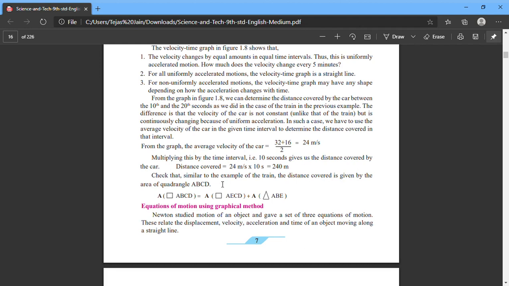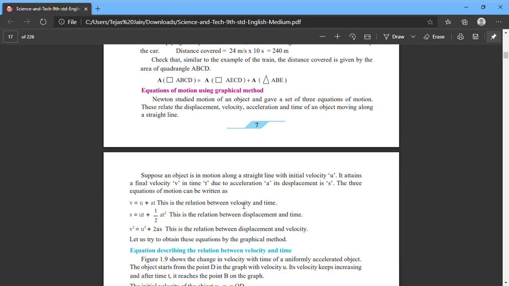Now Newton studied the motion of an object and he prepared three equations of motion. The first one is v is equal to u plus at. Second one is s is equal to ut plus 1 half at square, and third one is v square is equal to u square plus 2as. v is equal to u plus at.